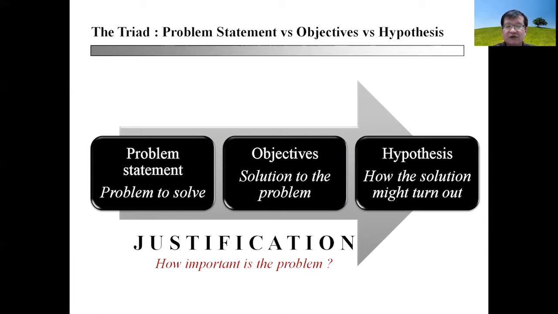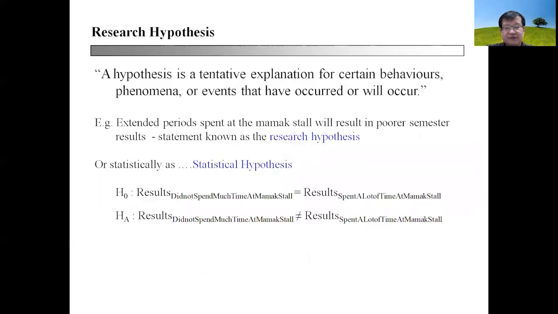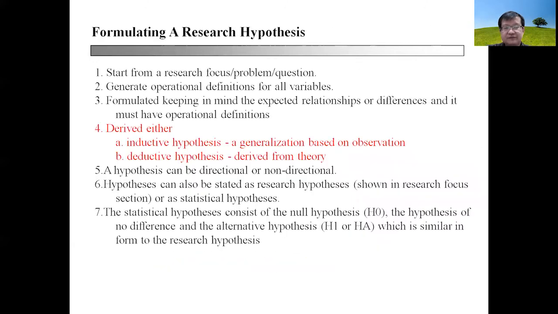And of course, all this will have different importance from people to people and from organization to organization. This is actually where we need to put in justification, or how important is a problem. Something that could be important to you may not be important to other people, depending on the context of how you look at that research problem. So it becomes important for us to formulate a proper research hypothesis.